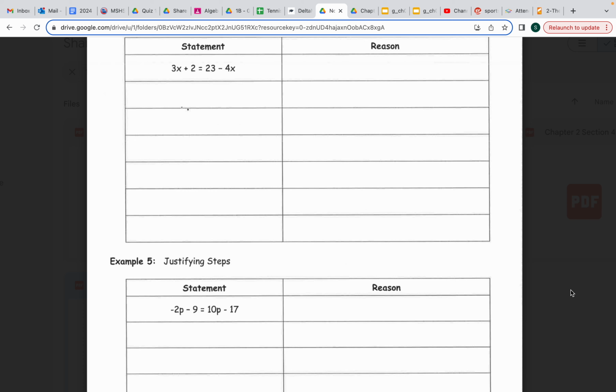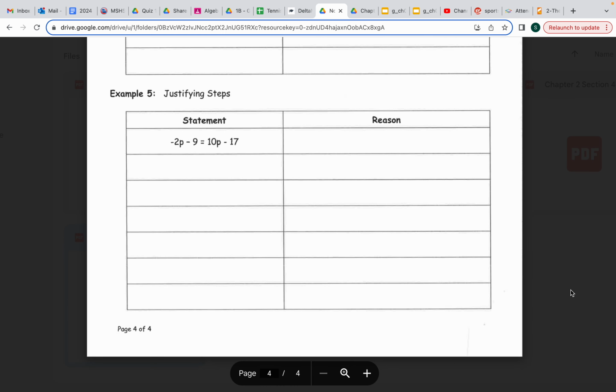All right, let's look at the next one. Okay, what's my first reason going to be? Given. Perfect. All right, then what do I need to do? What can I do for my next step? Yeah, we can add the 17 over. When we add the 17 over, we can get 2p. Okay, 17 plus, or sorry, 17 plus negative 9, what is that? Plus 8 equals 10p. Okay, and we just did the addition property.